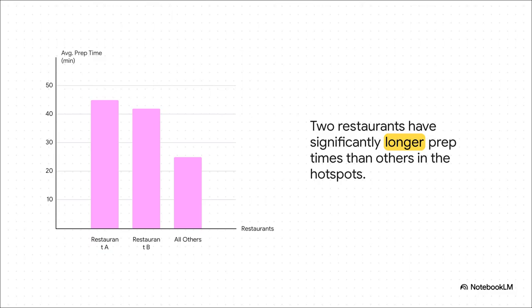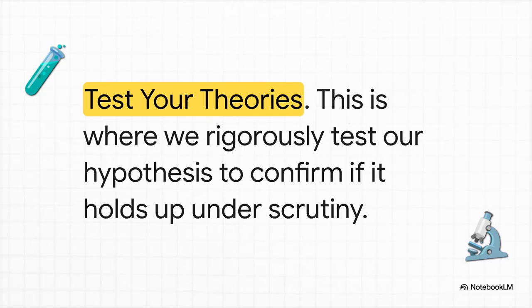And when we dig a little deeper into those hotspots, we find this. 2 specific restaurants have average prep times way up over 40 minutes, while pretty much everyone else is chilling down around 25. We don't just have a location for our problem anymore. We now have our primary suspects. All right, so we have our suspects and a pretty strong theory that these 2 restaurants are the main drivers of the delays. Now we move to step 4, modeling.